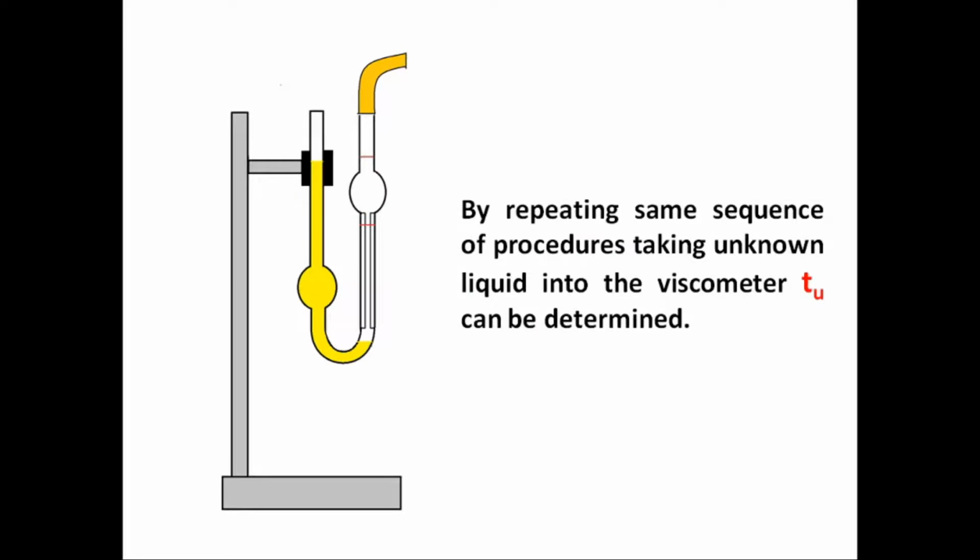Now by repeating the same sequence of procedures, taking this unknown liquid into this viscometer, we can also determine the flow time for the unknown liquid. But remember, whenever you are pouring some new liquid into this viscometer, rinse the viscometer thoroughly.